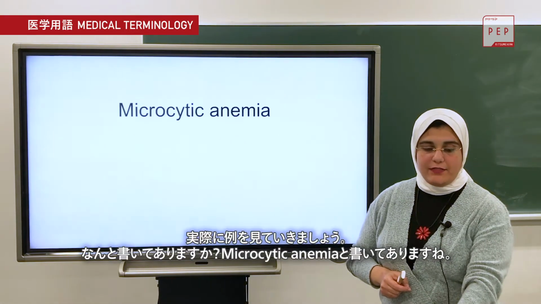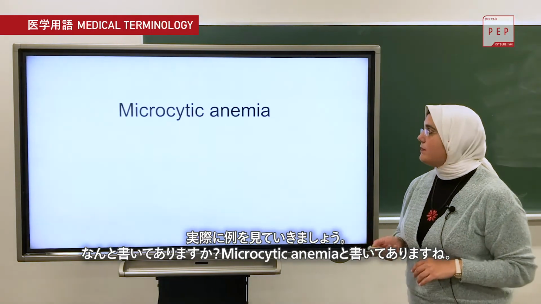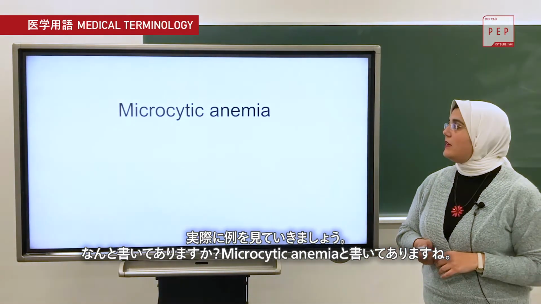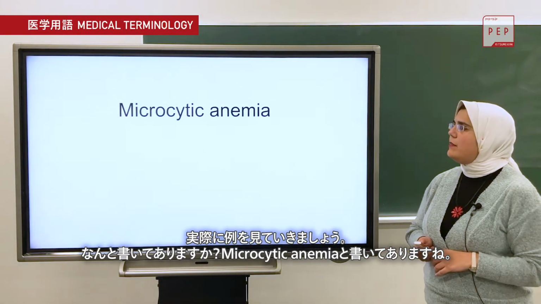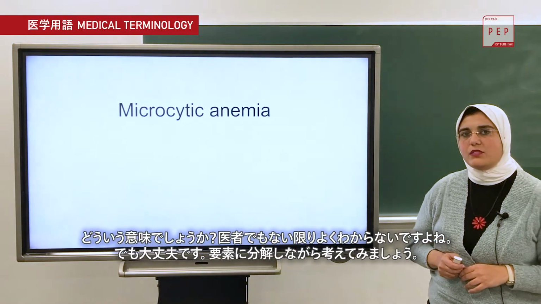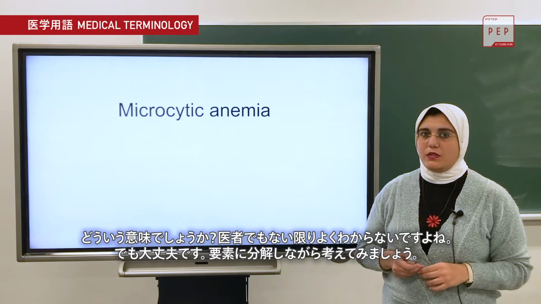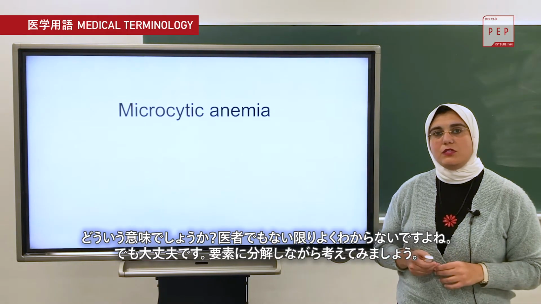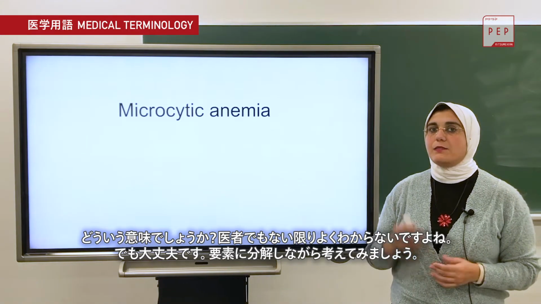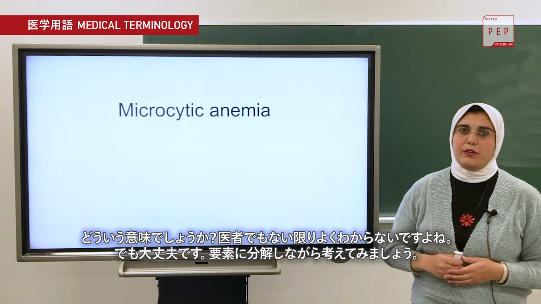So, let's have an example. What can you see here? It's microcytic anemia. What is the meaning of microcytic anemia? If you are not a doctor, you are not familiar with this word. But it's not strange, okay? Let's break down the words into several parts.